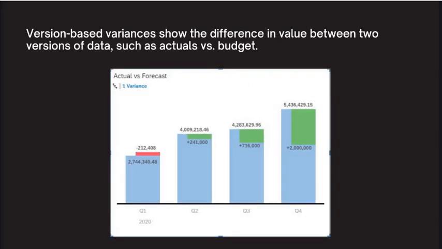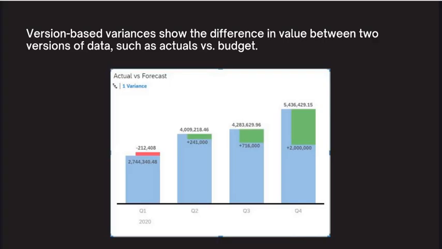Version-based variances show the difference in value between two versions of data, such as actuals versus budget. By default, negative variances display in red and positive in green, but for expenditures it makes more sense to invert the colours as we have in the example above.